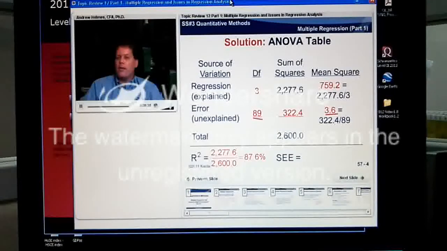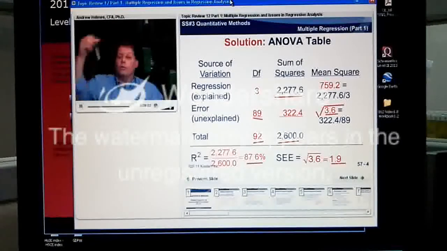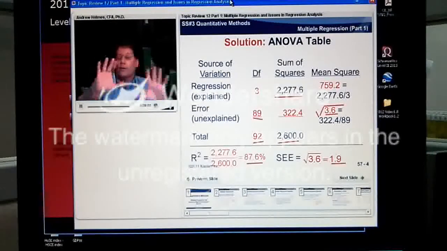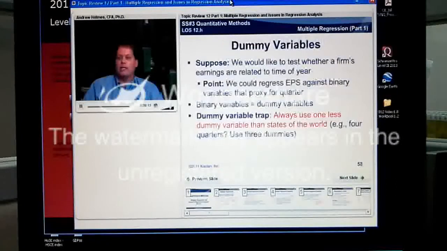Well, if you take 3 plus 89, you're going to end up with 92. That's N minus 1. Okay? And if you take regression sum of squares divided by the total, what was explained over the total to be explained, that's where we got the 87.6. And then if you take the square root of MSE, that is the square root of 3.6, you get the SEE. Remember, both the R squared and the adjusted R squared are measures of goodness of fit. What you would like to see is high R squared, which implies low SEE. We talked about the relationship between those two in the last reading. There were some nice pictures on how those two things interacted.